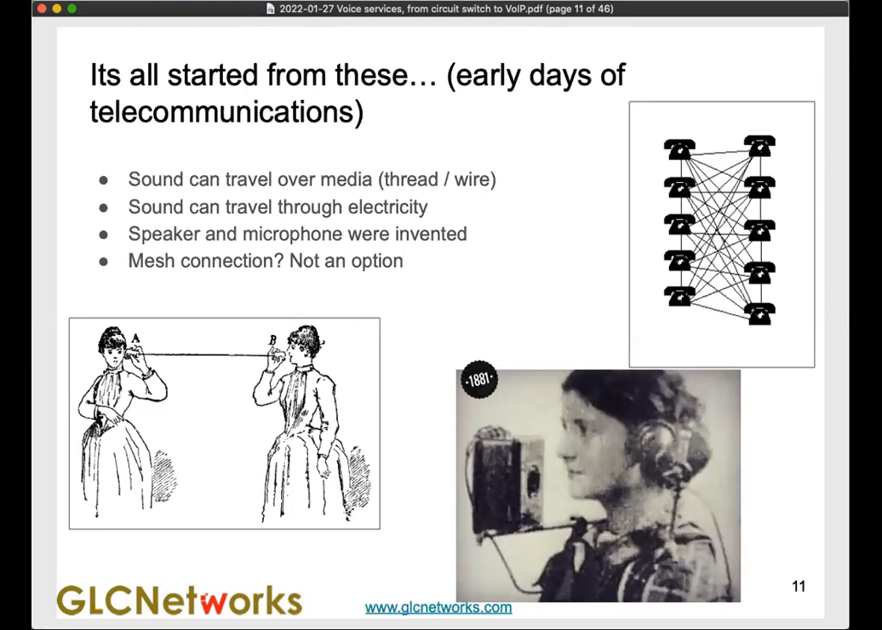So it all started from here. We had an invention long time ago so that sound can travel over a wire. That was very amazing at that time. Sound can travel over media, which was really cool. This is your speaker, and here's your microphone, and then you can talk to other people at a distance, which was very amazing at the time.